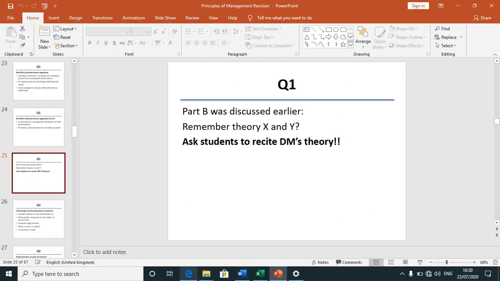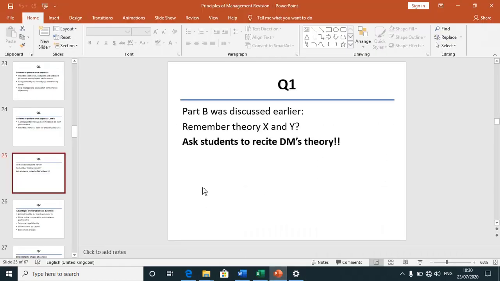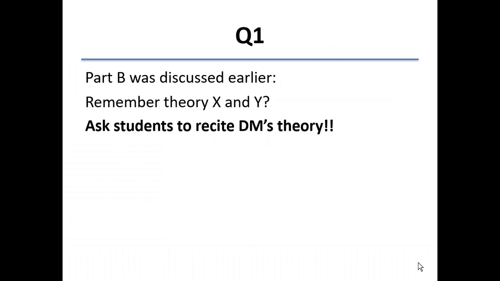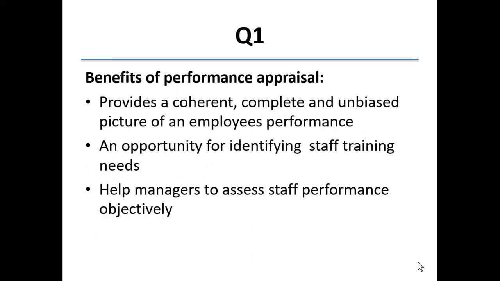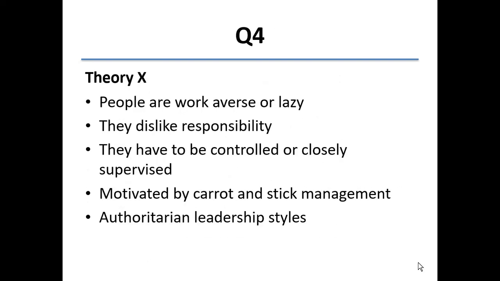So the next question, part B, says, show to what extent you'd agree with the motivation theory of Douglas McGregor. Show to what extent you'd agree. So part B gives us some kind of a theory. So remember theory X and theory Y. Of course, this was discussed in another paper. Let me just try to go there so that we can just look at that.